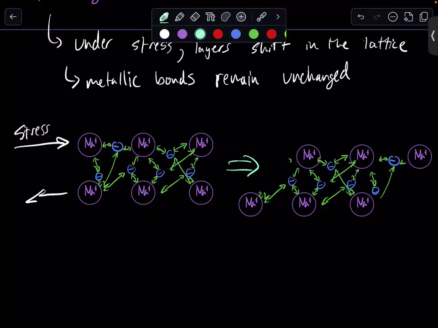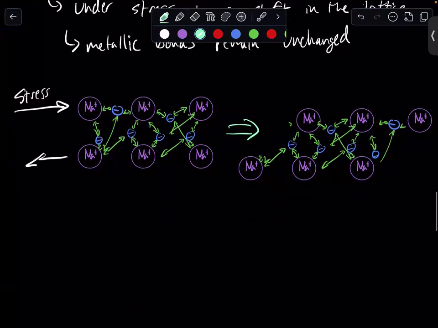The bonds will still hold because once again, the bonds are not part of the atom to atom connection, but instead the lattice to its electrons. All right, so that is our malleability and ductility.